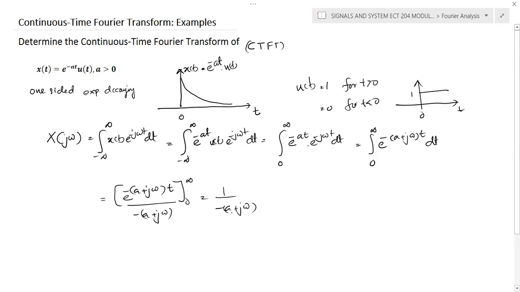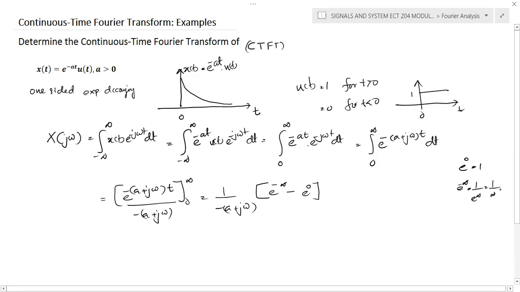So this is a common term. If you apply the limit infinity, it becomes e raised to minus infinity, and if you apply the limit 0, it becomes e raised to 0. E raised to 0 is 1, and e raised to minus infinity means 1 by e raised to infinity. E raised to infinity is infinity, so this tends to 0. If you rearrange this, here you can put 0, here it is 1. So it becomes minus 1, and minus minus is plus 1.